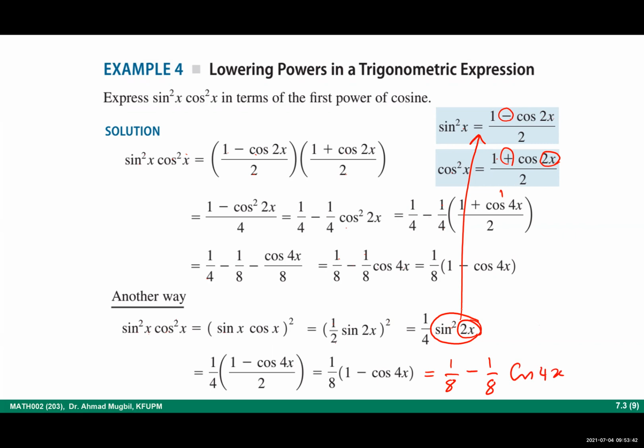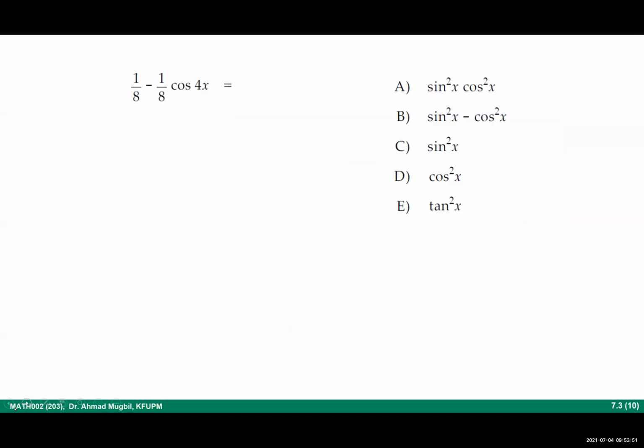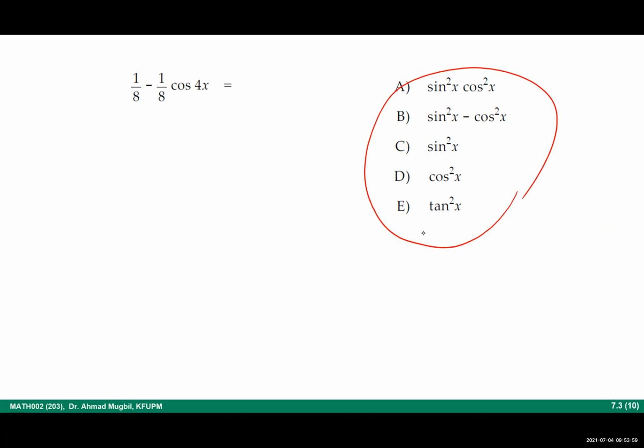Any question, ya shabab? Look at this old exam question and tell me which answer is the right answer. 1 over 8 minus 1 over 8 cosine 4x equals which one of these? What do you think?